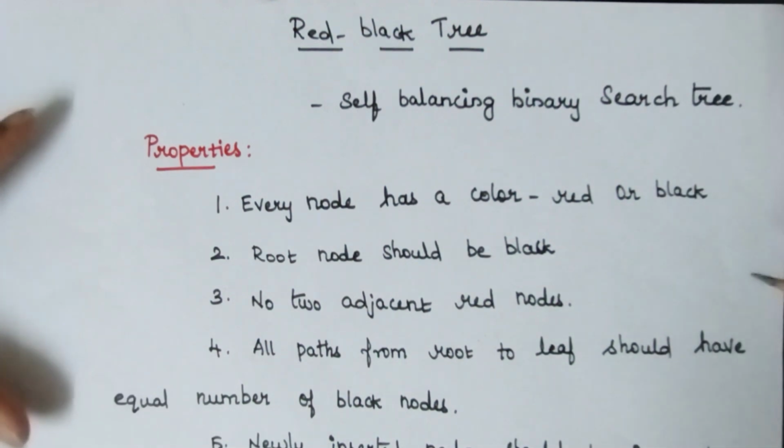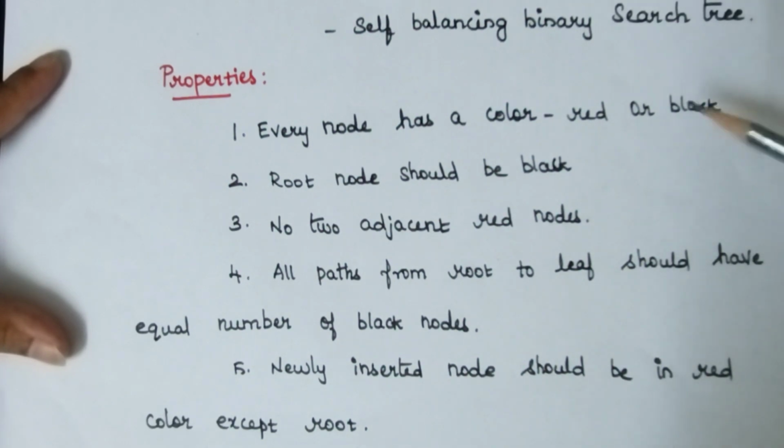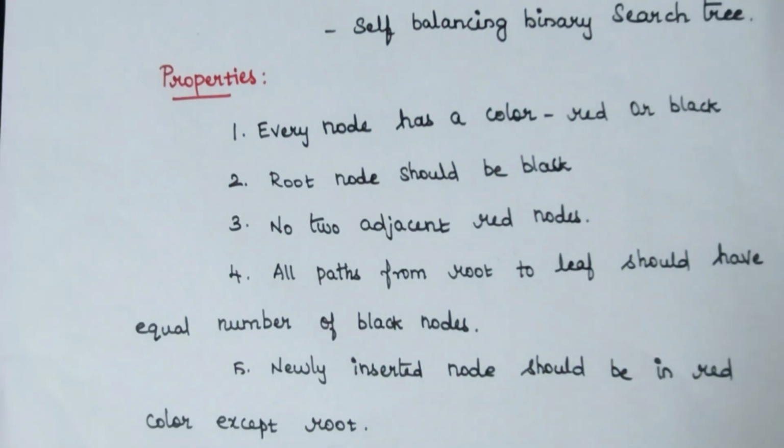Coming to the properties of a red-black tree, there are 5 important properties. Starting from the first property, each and every node of the red-black tree should be colored either red or black. This is the first property. The second property is that the root node should always be black. The third property is that no two adjacent nodes should be red. That is, there shouldn't be any consecutive red nodes in a tree. That is the third property.